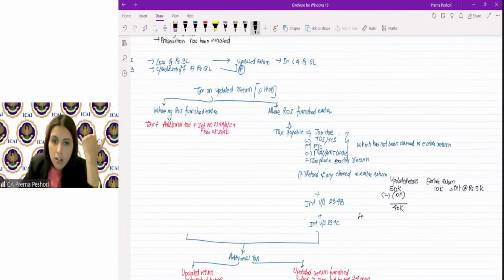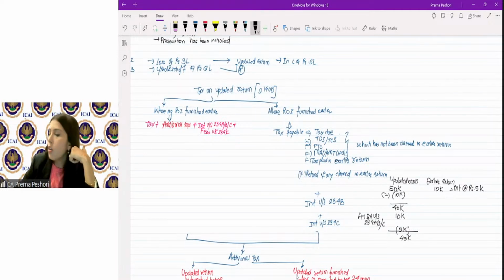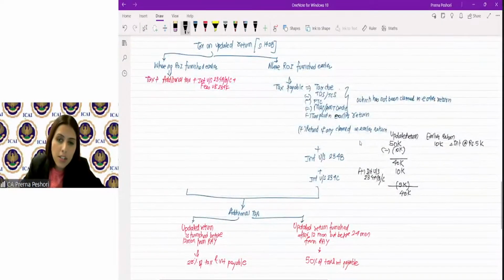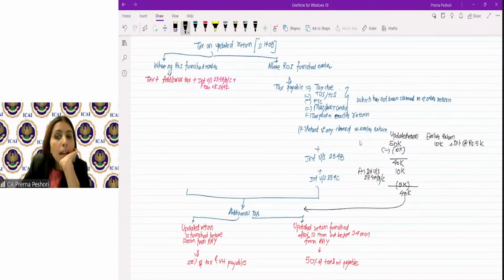Let's say here my interest under section 234A, B, C combined comes to 10K. So I will reduce the interest paid earlier, 5,000. So how much does it come to? This comes to 45,000. On this amount, you will pay the additional tax. So on this amount, the additional tax will be applicable. Are we clear? Yes or no, students? Did you get that?